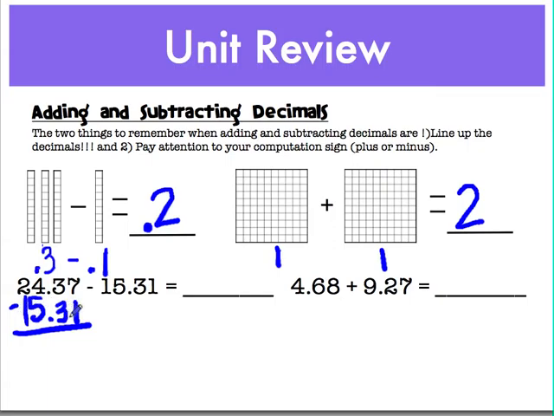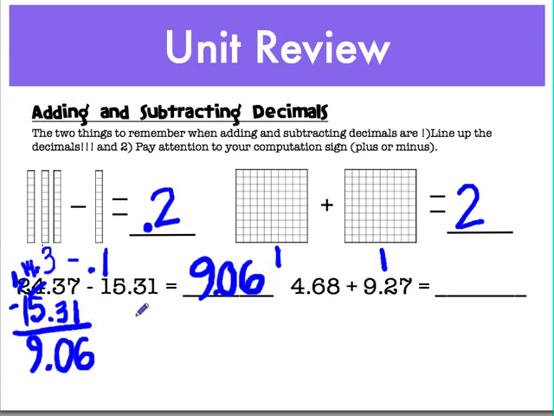7 take away 1 is 6. 3 take away 3 is 0. Put our decimal in. Now, we are going to have to regroup here. So I'm going to make that a 14 and take away a 1 from there. So 14 take away 5 is 9, and then 1 take away 1 is 0. So we're going to have 9 and 6/100.